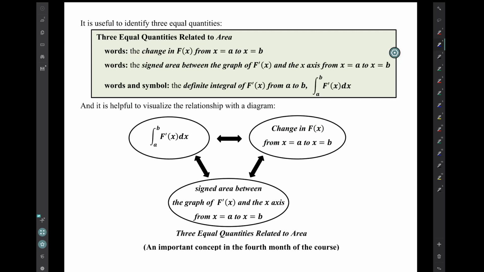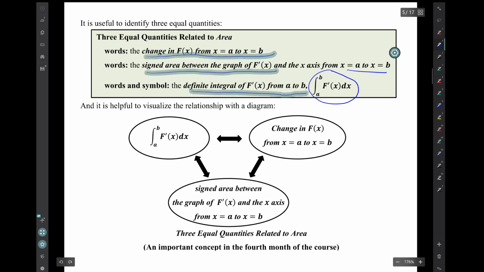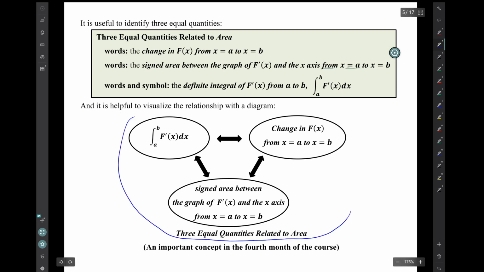So we can identify three equal quantities related to area: the change in capital F from a to b, the signed area between the graph of f prime and the x-axis from x equals a to x equals b, and the definite integral of f prime from a to b, denoted by that symbol. We can visualize these relationships using the same kind of diagram that we used earlier in the semester to visualize three equal quantities related to slopes. So this will be an important concept in the fourth month of the course. It's already been, it's just that I haven't presented this drawing yet.